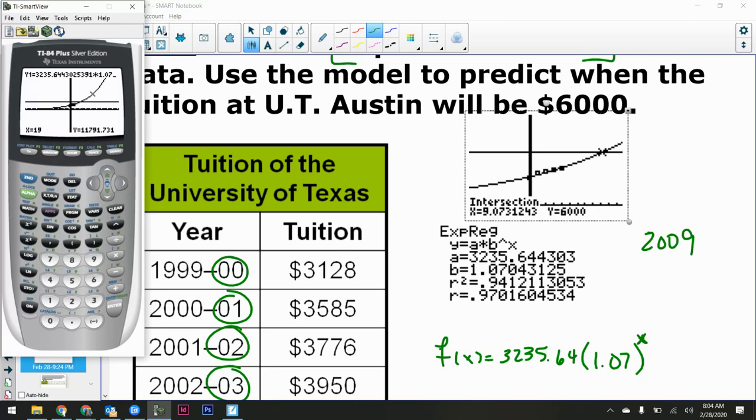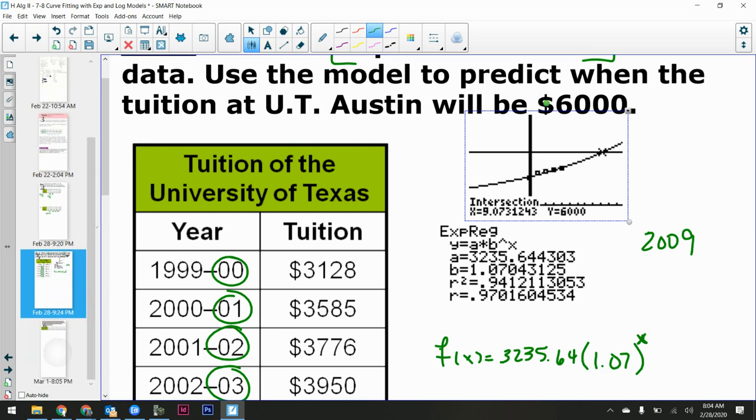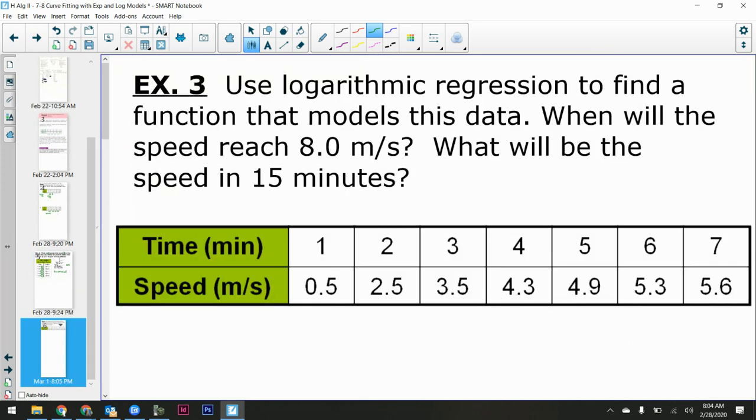You know what's sad about this? We just did an exponential model to figure out what the tuition cost would be. Way to go, UT Austin. Your tuition is going up exponentially. All right, take a look at this one here.